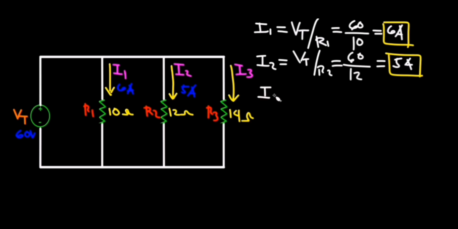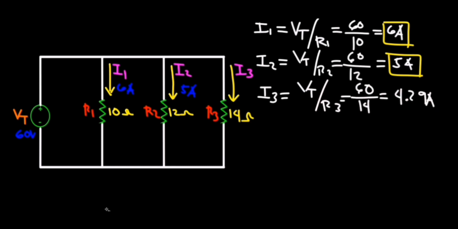And lastly for I3, which is Vt over R3. 60/14. Then it is equal to 4.29 amperes. By the way guys, at this junction, the current here is the summation of I2 and I3, since they are both leaving the junction. And this will be 9.29 amperes. And also in this junction, it is also equal to 9.29 amperes, because the two currents I2 and I3 will enter here.